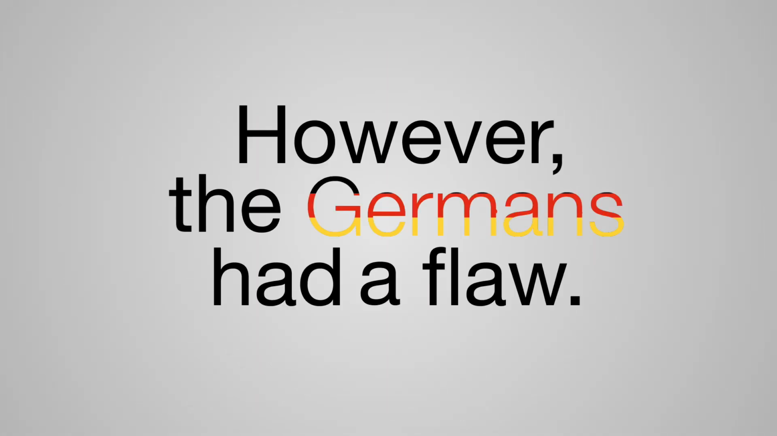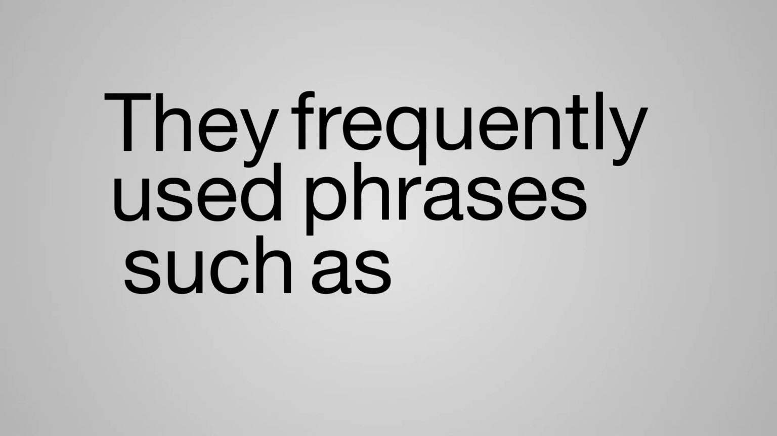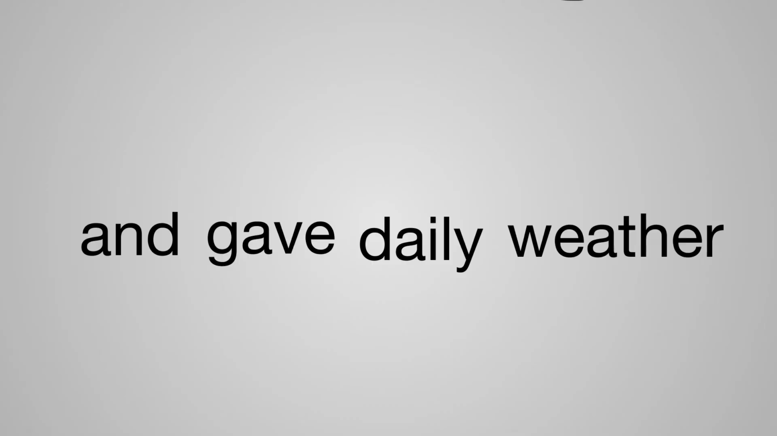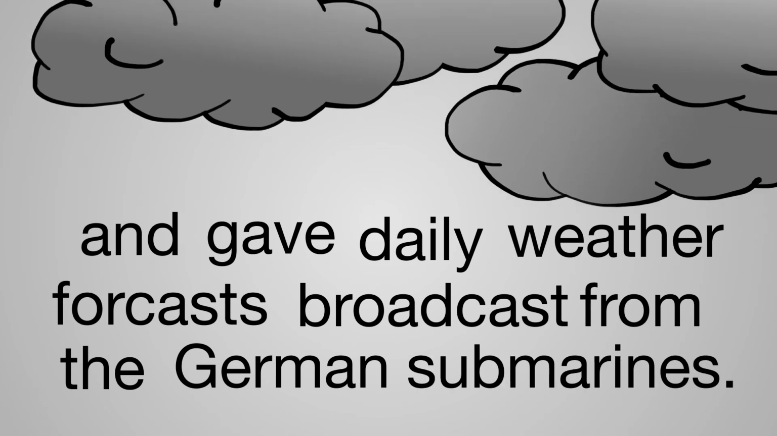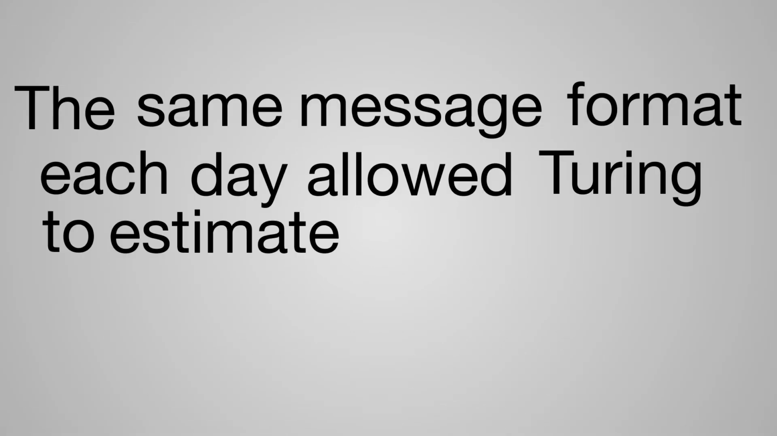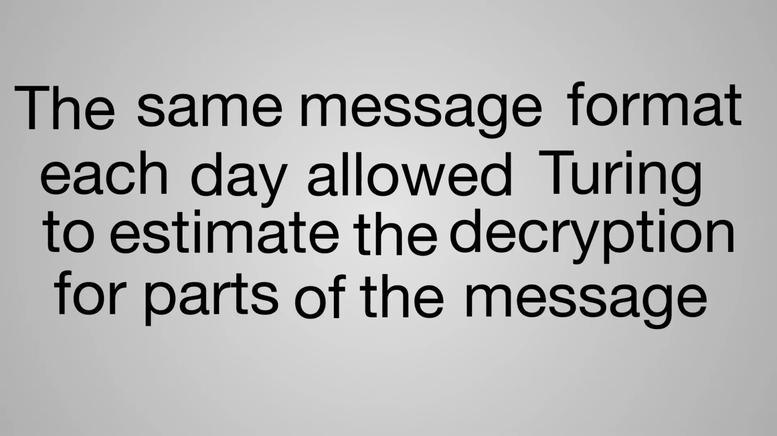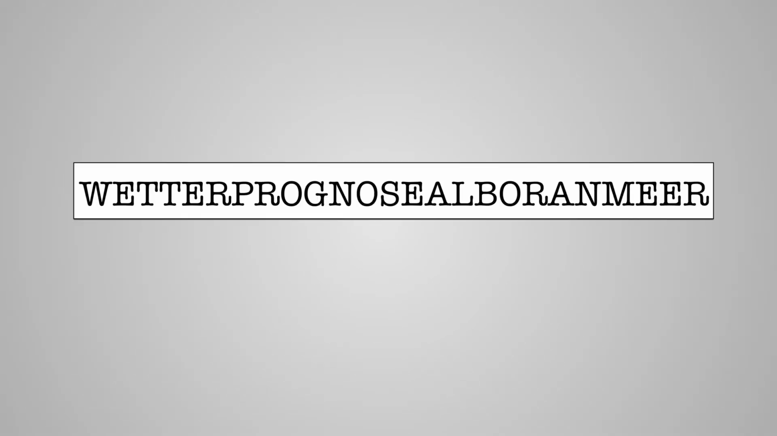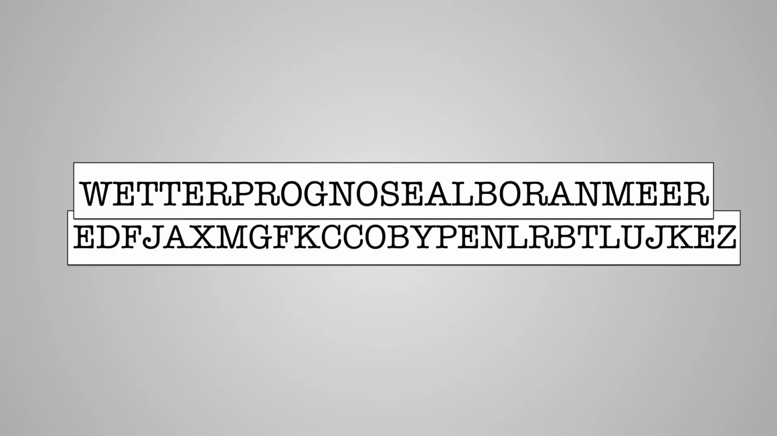The chance that the Enigma code would be broken was very unlikely, especially within the 24 hours that the settings stayed the same. However, the Germans had a flaw. They frequently used phrases such as Heil Hitler and gave daily weather forecasts broadcast from the German submarines. The same message format each day allowed Turing to estimate the decryption for parts of the message. For example, Wetterprognose Alboran Meer, weather forecast for the Alboran Sea, can be put next to the encrypted text.